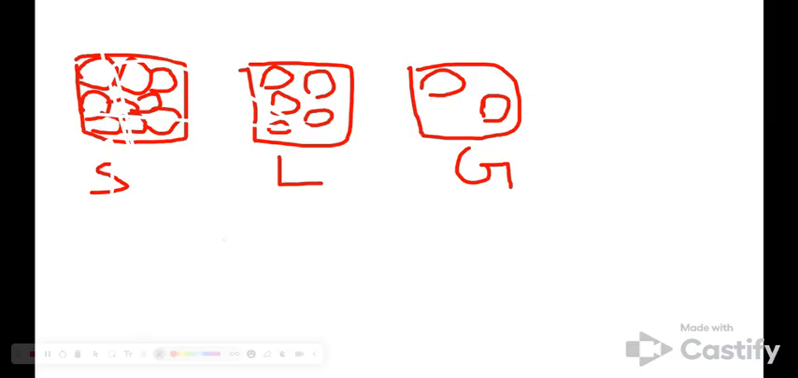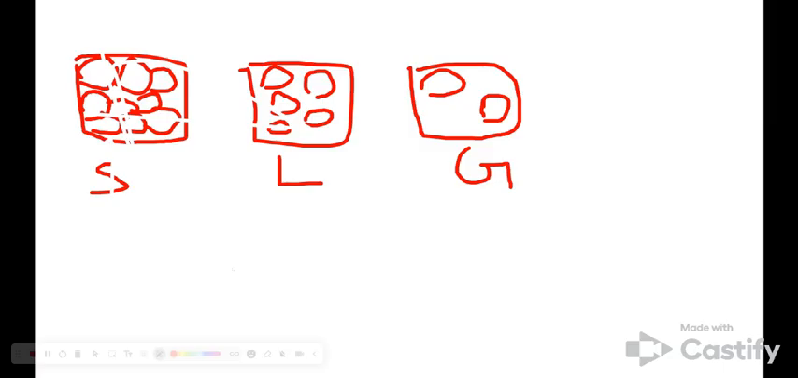Let's move to the properties of matter. Physical properties are things like color, density, or melting point. For example, ice melts at 0 Celsius. Chemical properties are things like flammability or the ability to rust, for example iron rusts in oxygen.